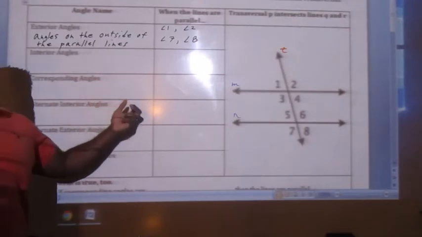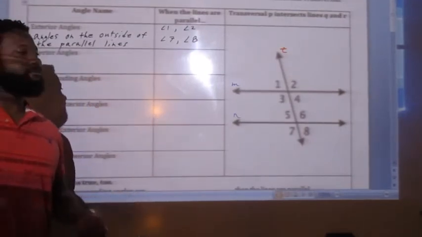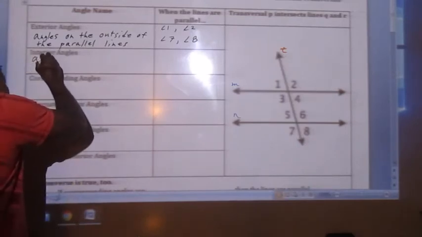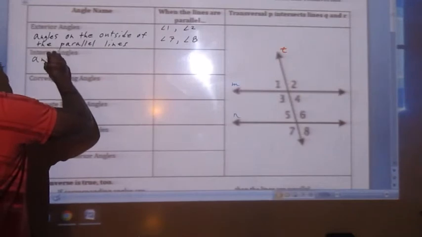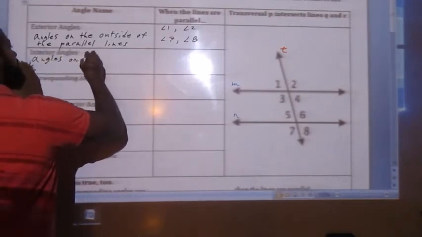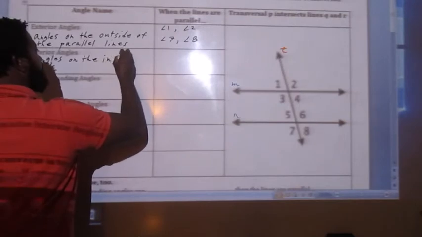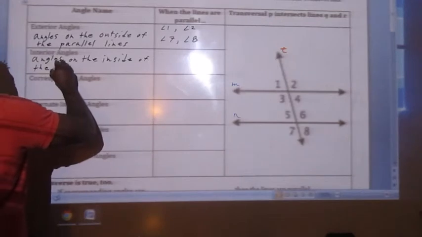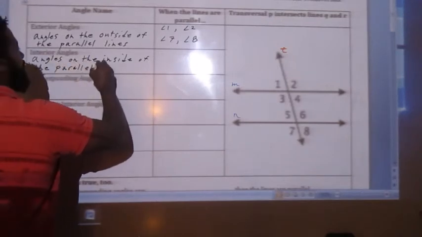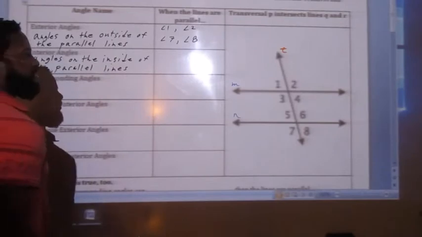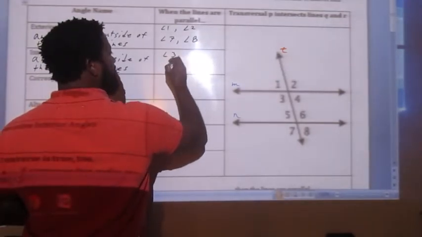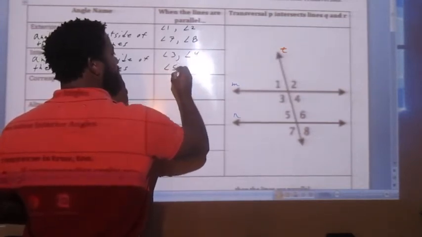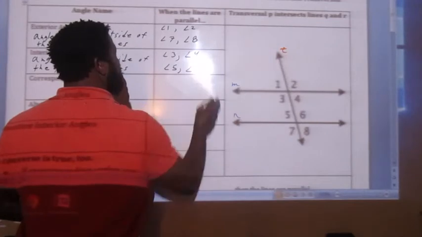Interior angles. Go ahead, Watson. 3, 4, 5, 6. 3, 4, and 5, 6. Angles on the inner side, the inside of the parallel lines. Okay? You have angle 3, angle 4, angle 5, and angle 6. Okay? Okay.